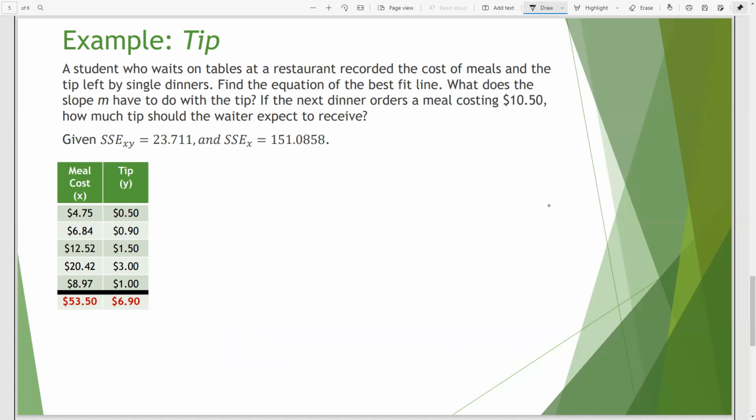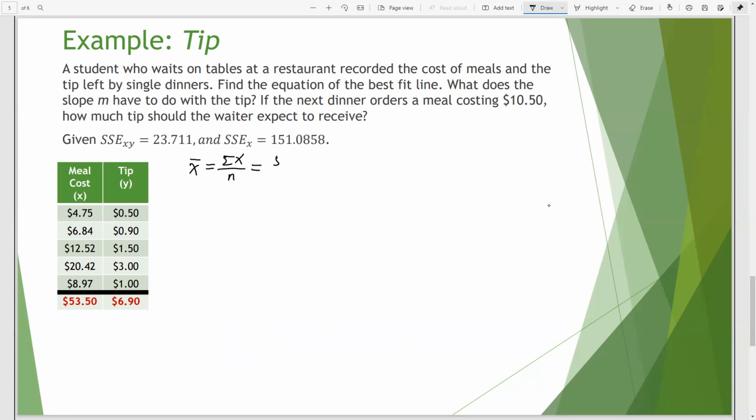Find the equation of the best fit line. That's the first thing we need to do. What does the slope mean? It has to do with the tip. How? Right, that's the second one. And then for the next dinner, right, we want to make an interpretation. If the next meal cost will be $10.50, how much tip would the waiter expect to receive? Right, so 3 things asked. But basically everything is based on the best fit line, right? So for the best fit line, we find the x bar, y bar, that's the basic.